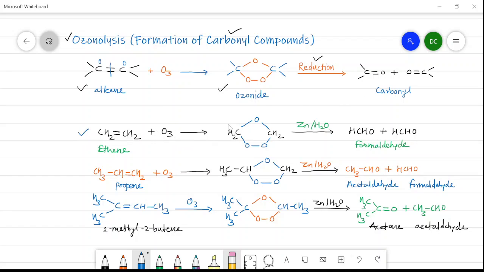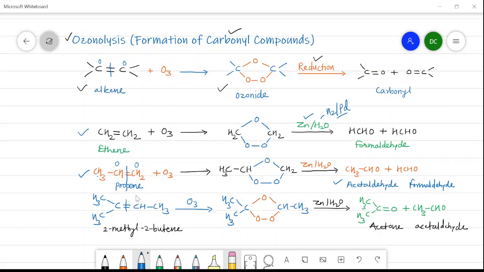Now, these are the examples. Ethene, on ozonolysis, gives ozonide and then reduction in the presence of zinc and water. In place of this, we can use hydrogen and palladium. So that here we get the formation of formaldehyde, HCHO. Propene gives acetaldehyde and formaldehyde. We just have to break this bond and add oxygen on both sides, CH3CHO and CH2O. Then 2-methyl-2-butene gives the corresponding acetone and acetaldehyde. So either we get the aldehyde or ketone. So there is a formation of carbonyl compound.